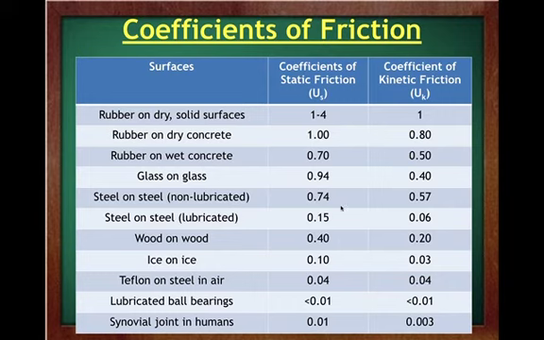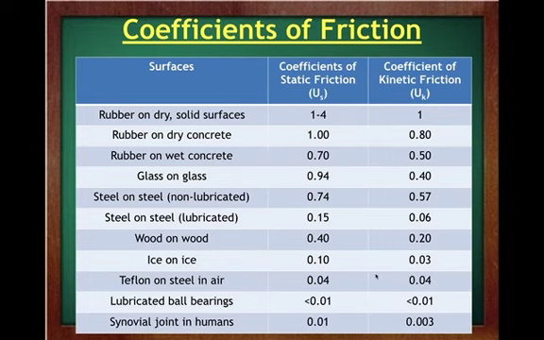Okay, and again, you'll notice that the coefficients of friction do change in terms of static versus kinetic, right? So the frictional force to get it moving is larger than the coefficient of kinetic friction once it is already moving, right? So again, you can see, if you've got rubber on dry solid surfaces, you've got between 1 to 4 here, and then with kinetic it's just 1.